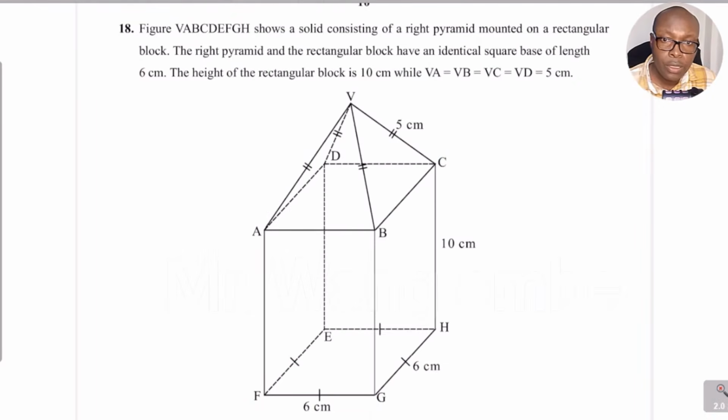Question 18. Figure VABCDEFGH shows a solid consisting of a right pyramid mounted on a rectangular block. The right pyramid and the rectangular block have an identical square base of length 6 centimeters. The height of the rectangular block is 10 centimeters, while VA equals VB equals VC equals VD equals 5 centimeters. So the figure is there.